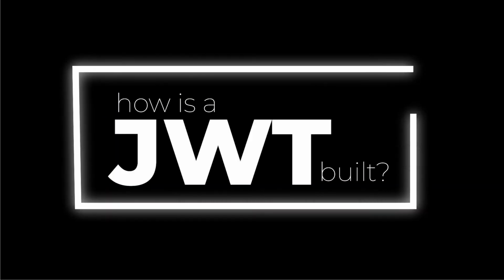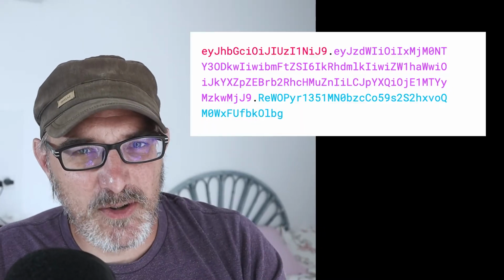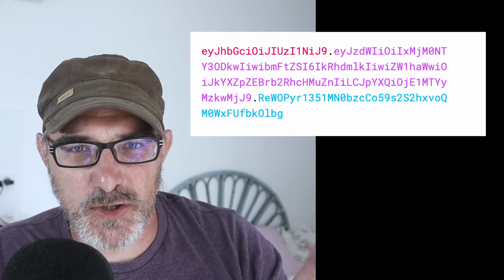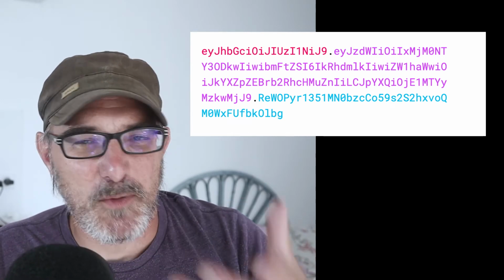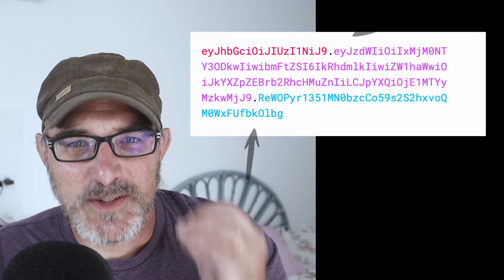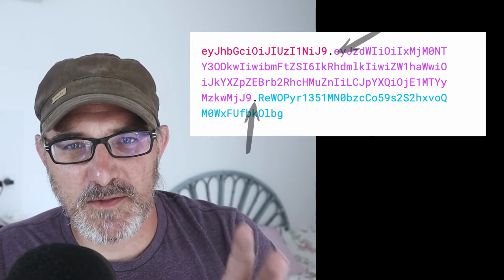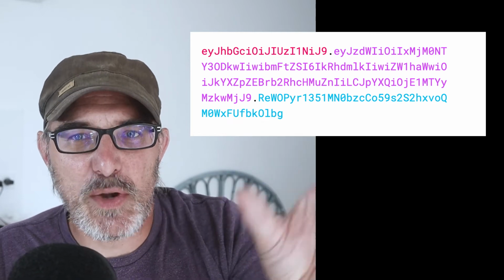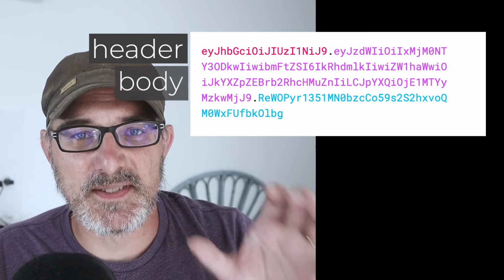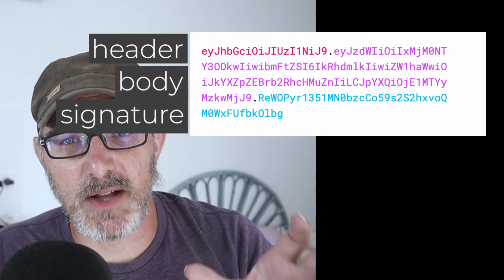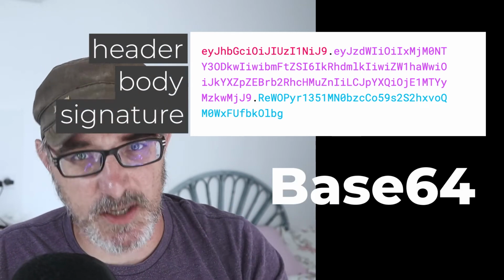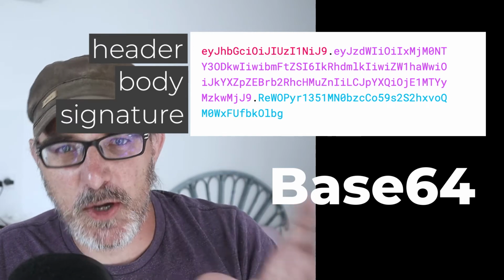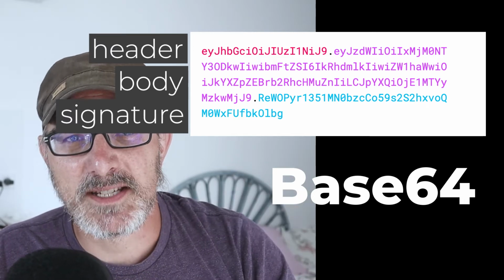How does that work? Well, let's see how a JWT is built. A JWT looks like this gibberish hodgepodge of letters and numbers that you can see on the screen. As you can see, if you look carefully, there are 3 blocks of text separated by dots. These blocks are the 3 parts of the JWT, namely the header, the body, and the signature. Each of the parts is encoded in base 64, not for security purposes, but to allow the token to transit peacefully via an HTTP message.